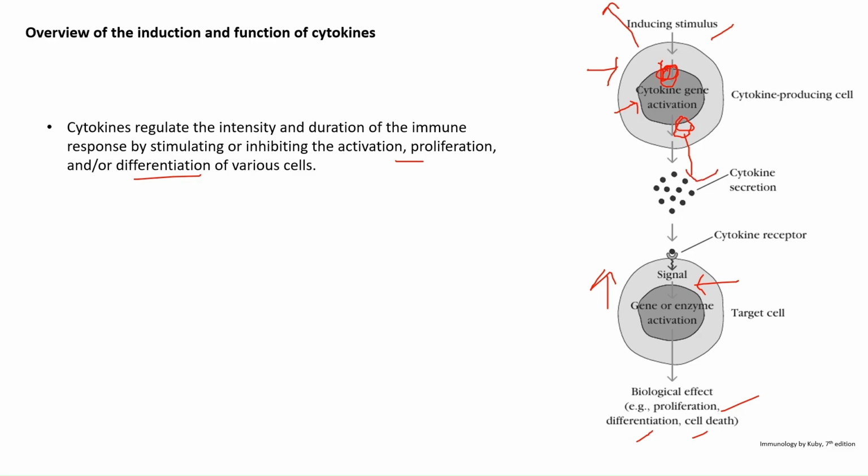So always cytokine is released in the close vicinity of the target cell, otherwise they get dissolved in the plasma, and due to which they get diluted and cannot perform their function. So to reach the target cell in a concentrated form, they should be released in the close vicinity of the target cell. Clear? So these are the functions of cytokines.